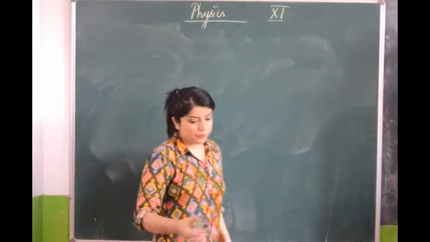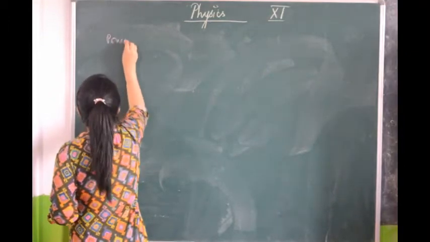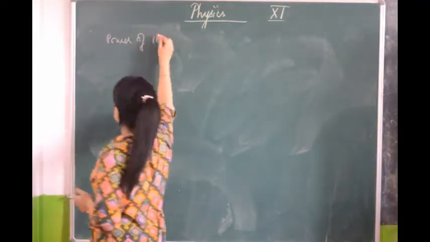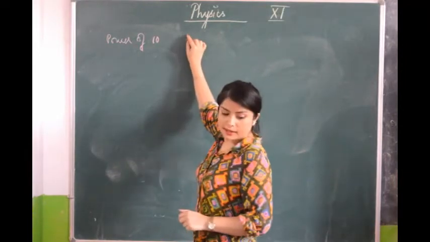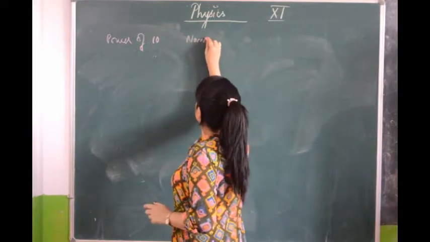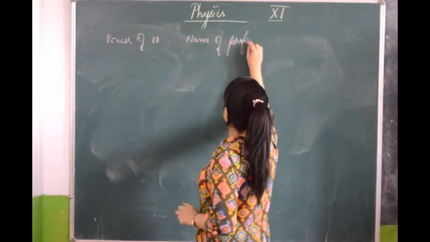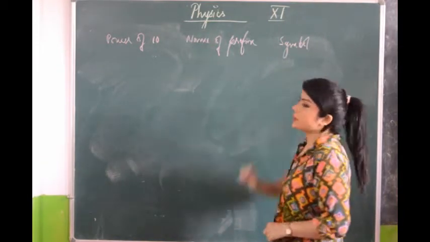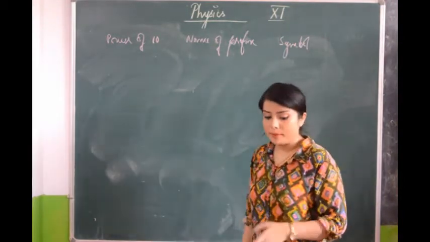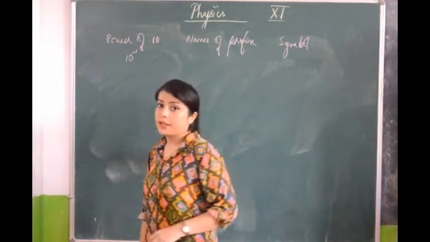In that table, first of all, you will get the power of 10. This is one row, and the other one is the name of the prefix and its symbol. These three things are given. This is very important to remember. Now, first of all is for negative powers. We will discuss negative powers.